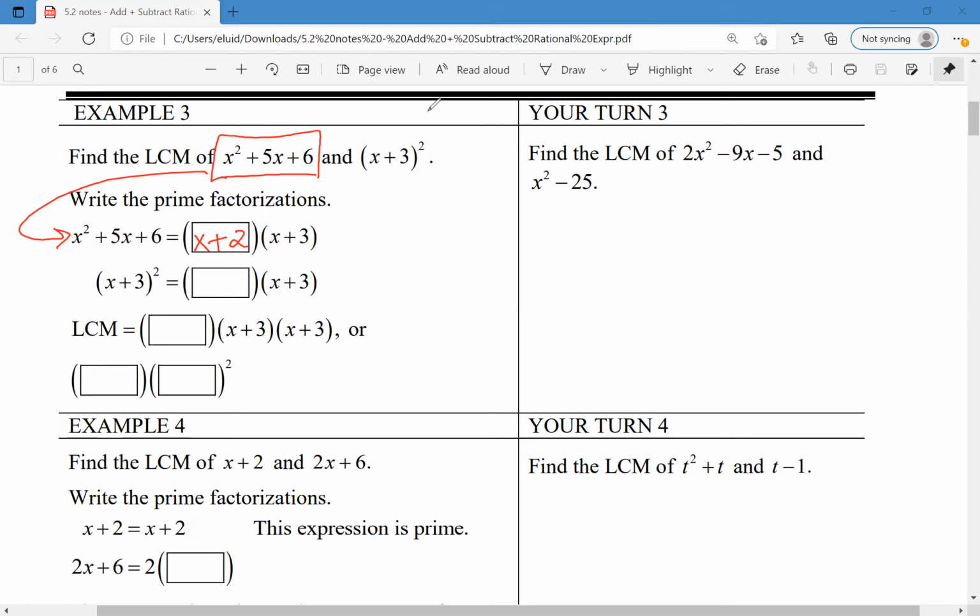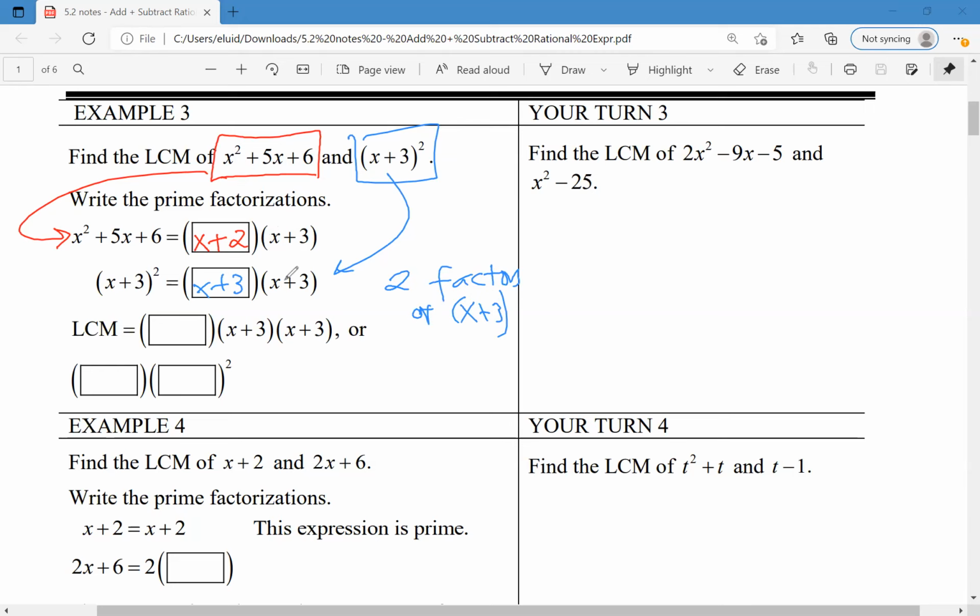Let's move on to the second expression, the x plus 3 squared. You can just write that factor twice. That's all that is. So x plus 3 squared means x plus 3, x plus 3. So notice that there's 2 factors of x plus 3 in that second expression, but there was only 1 in the first expression. The LCM needs however many of those is the greater number. So do we need 1 or do we need 2? We don't need all 3, just whichever expression has the most, that's how many we need in our LCM.